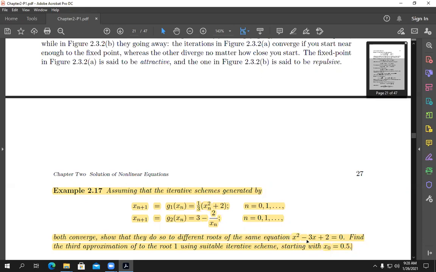2. And I say these are the 2 g for this one, but both g converge to different roots, not the same root, because it has 2 roots. For one root, one converges, for the other root, the other. Now, show that they converge to different roots of the same equation. Find the third approximation to the root 1 using a suitable iterative scheme. Now, one of the roots is what?